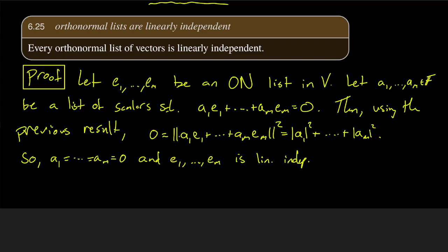Nice. Does everyone see why this means that all of the AIs are 0? Mostly because we're adding real numbers that are at smallest 0. So you can't add a bunch of positive numbers together and get 0. You can only add a bunch of zeros together and get 0. Or add positive and negative numbers. But none of these are negative, so they all have to be 0. Nice. Okay, let's keep going and let's prove something called Bessel's inequality.